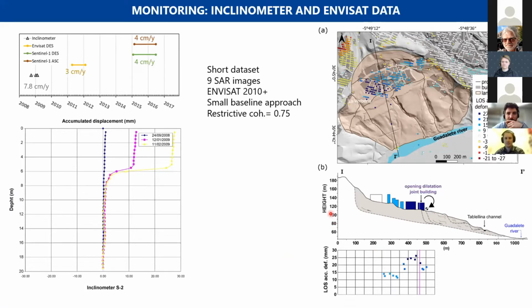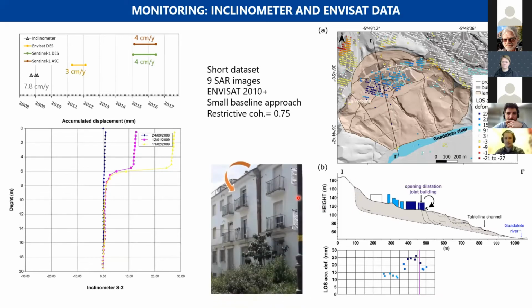Here in this lower image, we have a cross section of the landslide. Again, we see that the buildings that are moving at a faster velocity are the ones located towards the secondary crown of the slope. And here we can see the building that was declared derelict. We had this tilting of one side of the building.